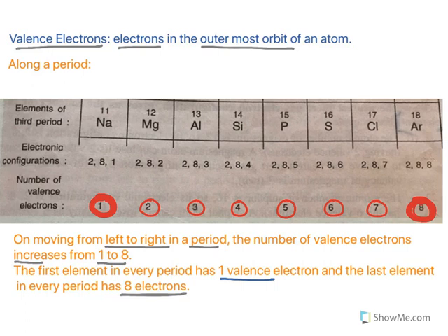Except in the first period. There is a bit of an exception in the first period. We have hydrogen, whose valence electrons are 1, and then in the end here we have helium, whose valence electrons are 2. So you need to remember here valence electron 2 and here valence electron just 1. Otherwise in all other periods the first element has valence electron 1 and the last element will have valence electron 8.